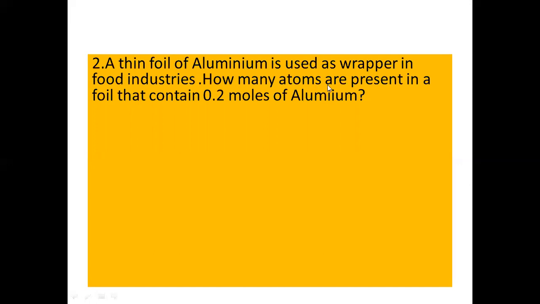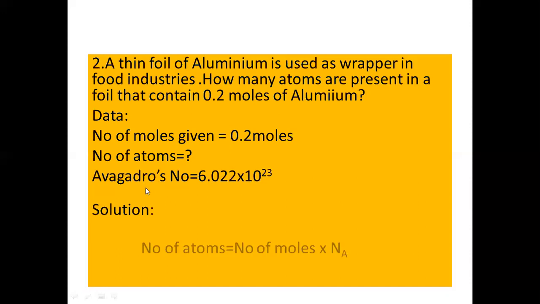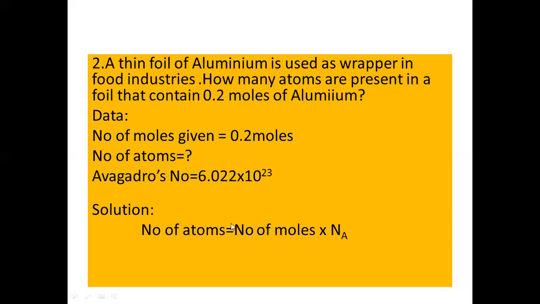How many atoms are present in a foil that contains 0.2 moles of aluminium? Moles are given and we have to find the number of atoms, the same as the previous question. The number of moles given is 0.2 moles. Avogadro's number, again you have to learn, is 6.022 into 10 raised to power 23. Now, using this formula, number of atoms is equal to number of moles into Avogadro's number.